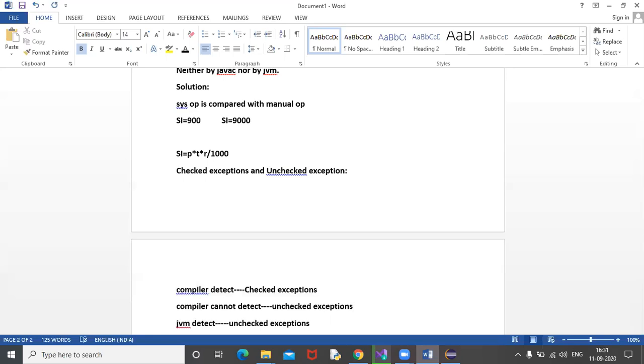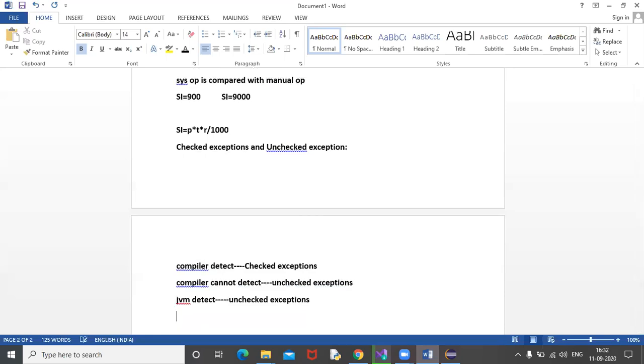Now, I already defined exception as an abnormal event that can take place in a program. And exceptions are also represented by classes in Java. All these classes are present in the lang package. Got it?